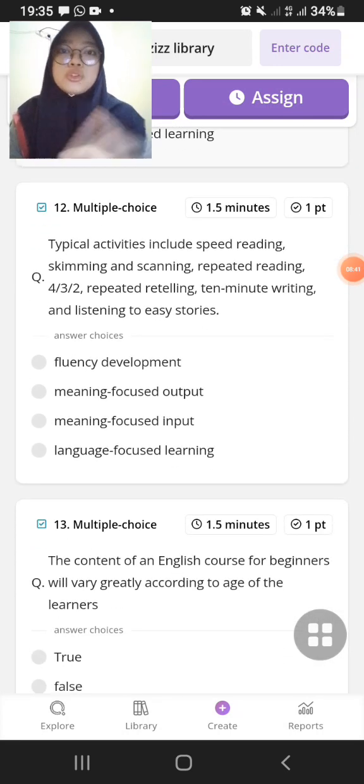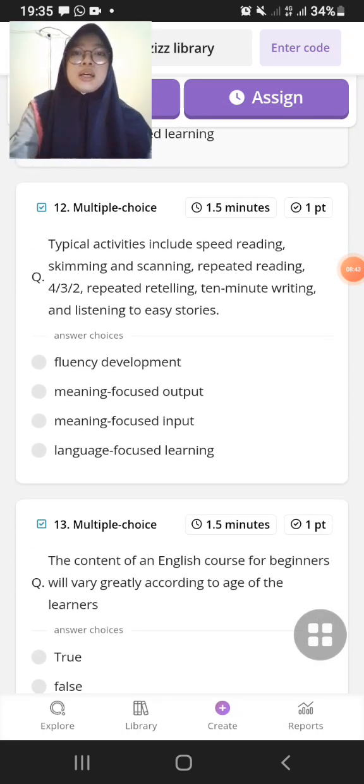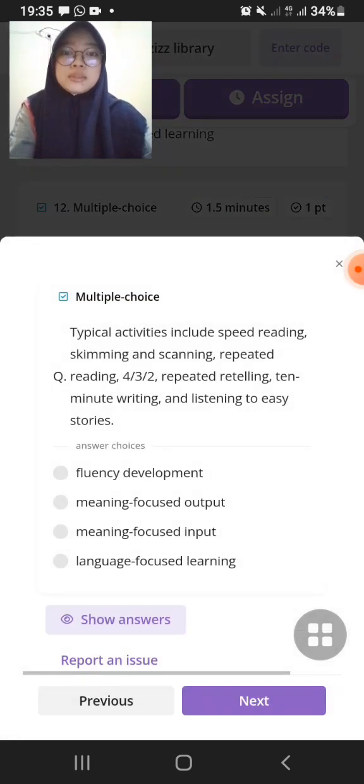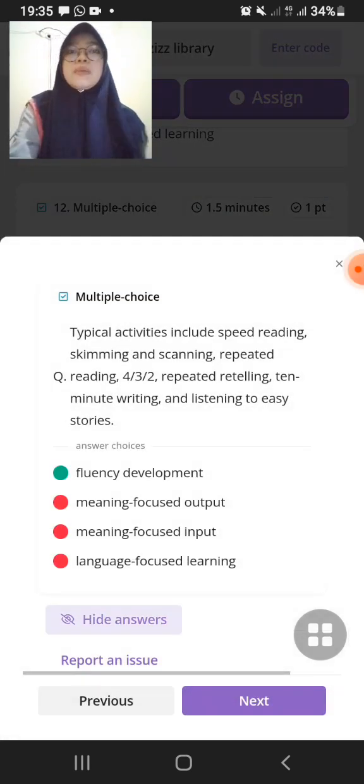Question number 12. Typical activities include speed reading, skimming, and scanning, repeated reading for 3, 2, repeated retelling, 10-minute writing, and listening to easy stories. The answer is fluency development.